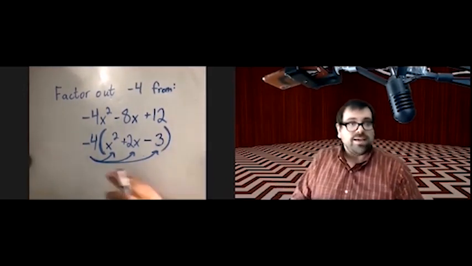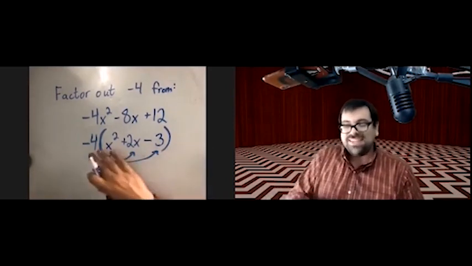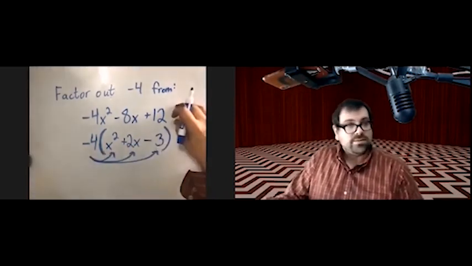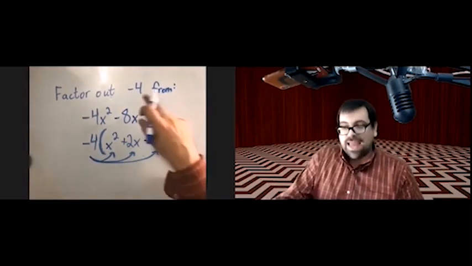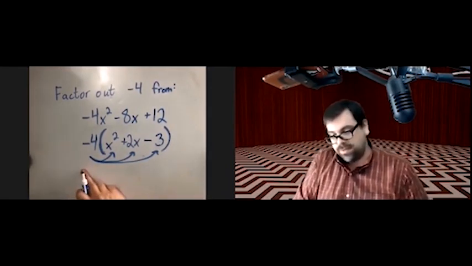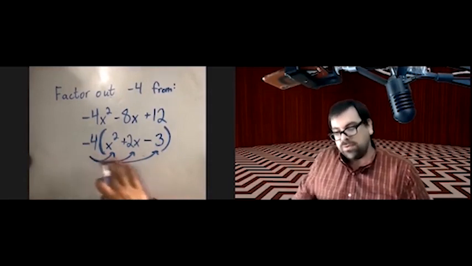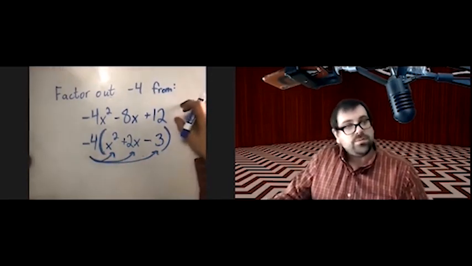All we're doing is thinking about the distributive property. What would we have to get us what we're starting with? Factoring out a negative 4 means a negative 4 is on the outside. We imagine what would we have to be distributing through to get us what we're starting with.